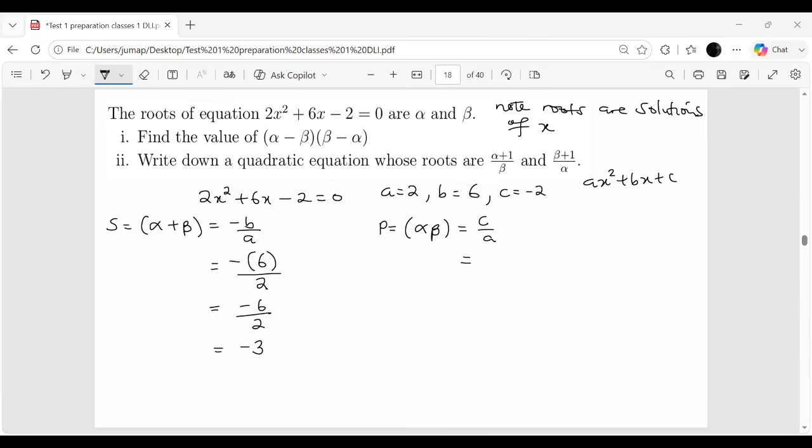If someone has a question, you are free to ask. If there's silence, it means there's no question. So here I said alpha beta equals c over a. What is my c? C is negative 2. So I'll write negative 2 divided by a, which is 2. As a result, my product is going to be negative 1.